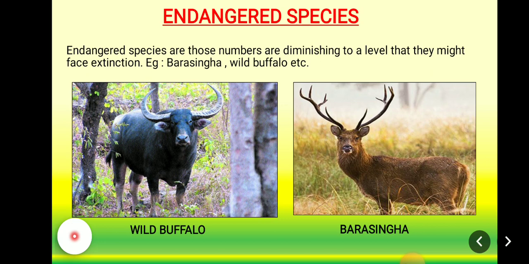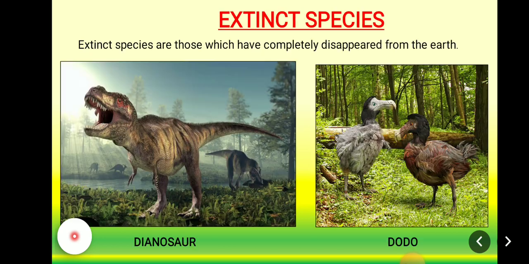Endangered species. Endangered species are those whose numbers are diminishing to a level that they might face extinction. The numbers are being decreased. They are in very small amounts. Examples are Barasingha, wild buffalo, and many more.